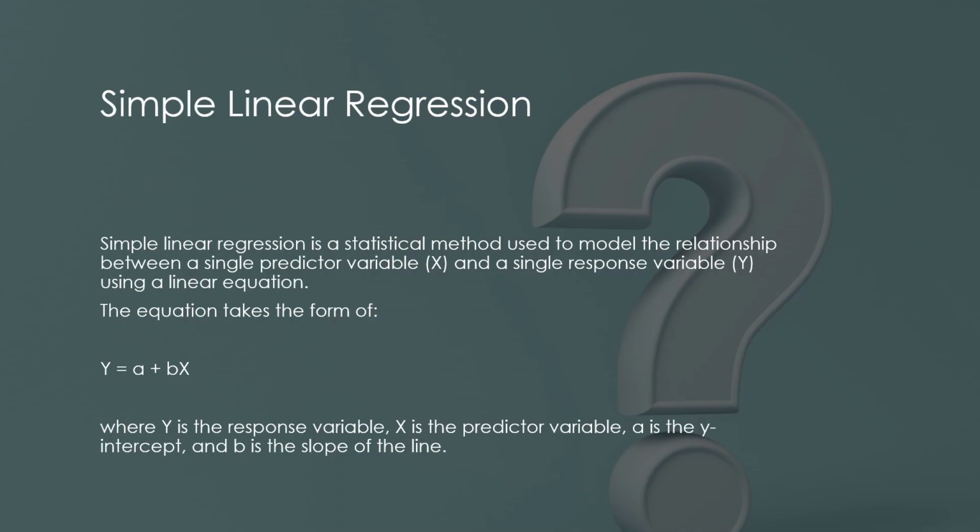Hi, I am Jayesh. I am going to explain simple linear regression. Simple linear regression is a statistical method used to model the relationship between a single predictor variable x and a single response variable y using a linear equation. The equation takes the form of y equals a plus bx, where y is the response variable, x is the predictor variable, a is the y-intercept, and b is the slope of the line.